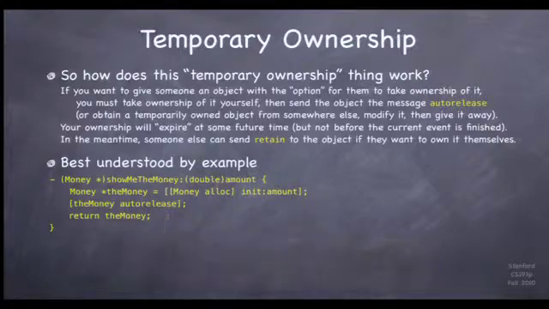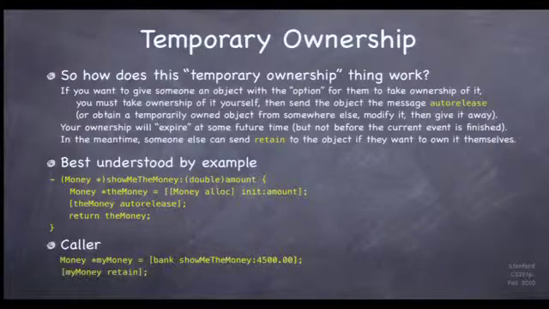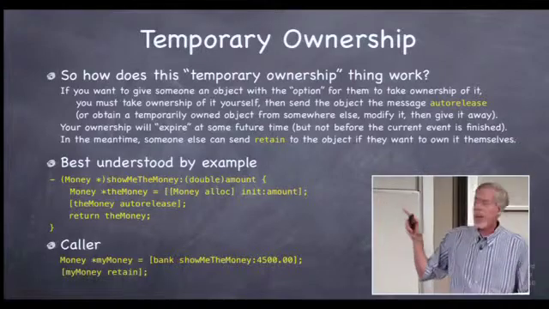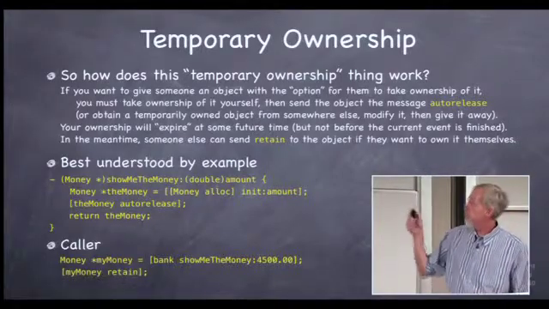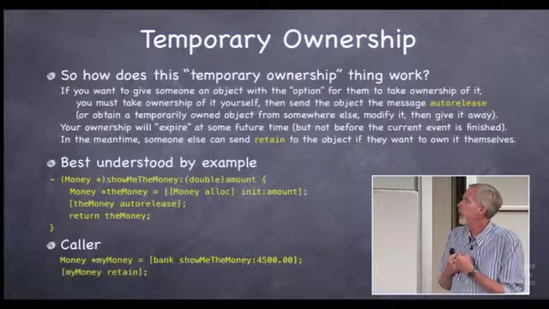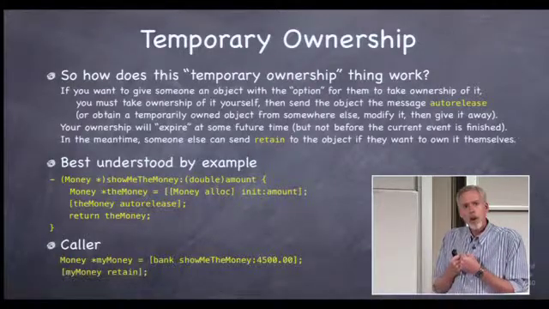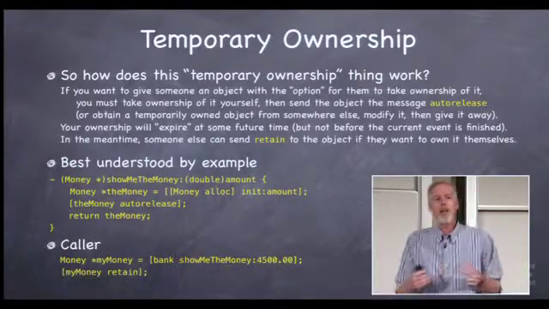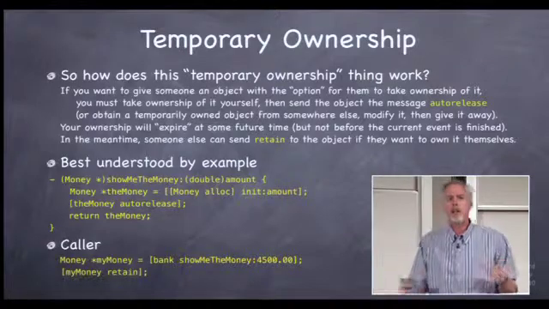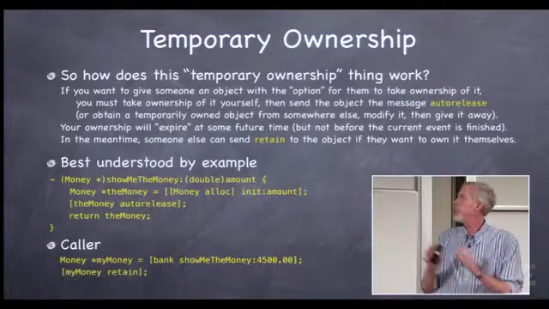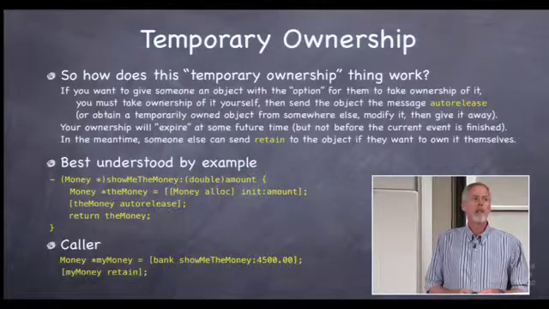Now, the caller, whoever's calling this, says Money star myMoney equals bankObject showMeTheMoney, giving them the amount of money. Maybe this is a bank object implementing this. And then they say myMoney retain. That myMoney retain makes it so that the caller owns myMoney, before it gets autoreleased later. So when the autorelease happens a while later, it won't release because someone still owns it, namely the caller. Everyone make sense?